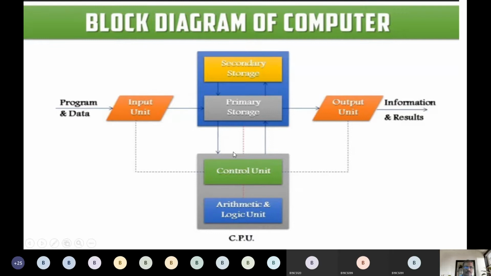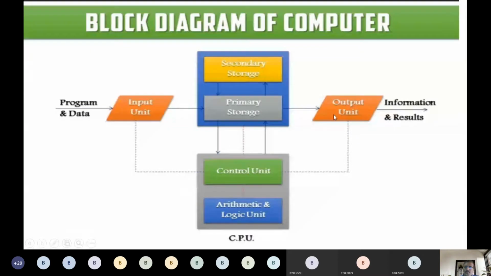Good morning, everyone. Just a recap of the block diagram of a computer. We had already seen this: the input devices, output devices, memory storage, and the CPU, which consists of the control unit and arithmetic logic unit. We already saw this. The input devices give the input. This is for storage, the primary and secondary.